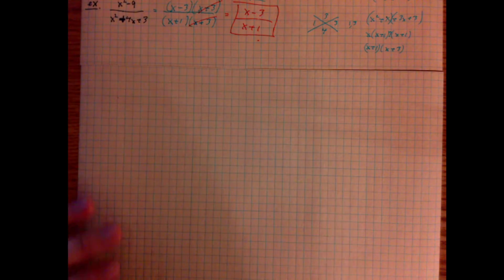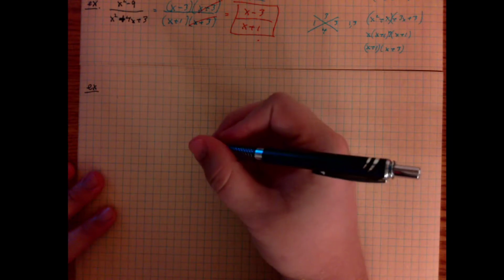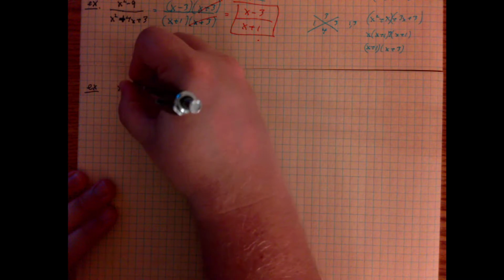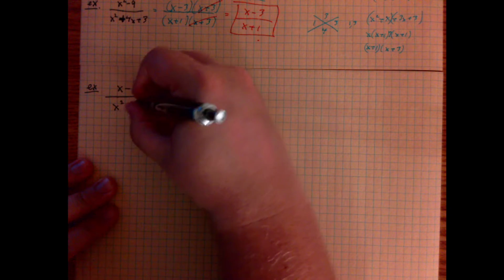So again, my goal is going to be, we're going to attempt to factor the numerator and denominator, and then we're going to cancel any common factors. Example. Alright, in this example I have x minus 6 on top over x squared minus 36 on bottom.